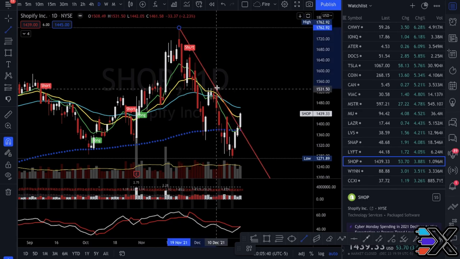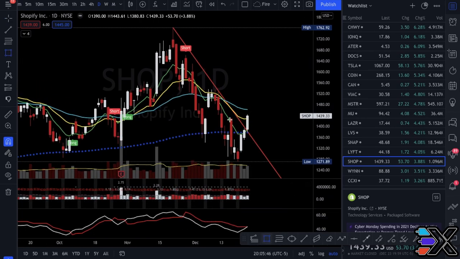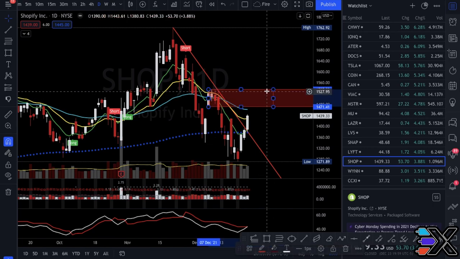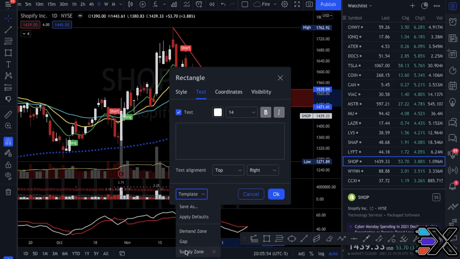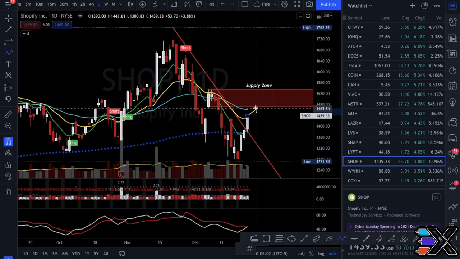Pretty sure this actually turned into a setup that we add to the list. We got a 1 day downtrend breakout, looks great. Super close to supply there. It's the only thing concerning, and you got that light blue 50 EMA right there. That can definitely act as resistance. So I believe this would make a good short-term trade.